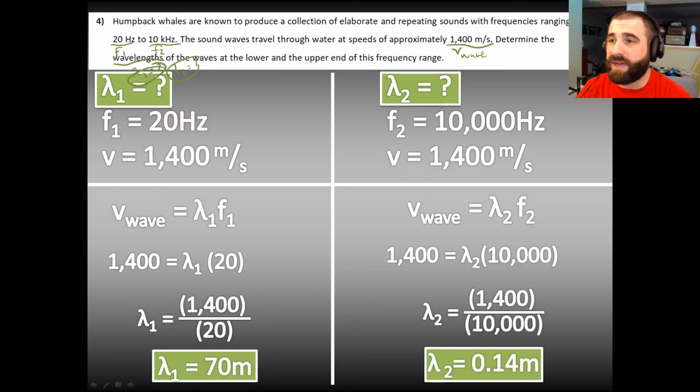And then it's the same thing over here. Same exact equation, just slightly different frequency each time. And then bam. Oh, hey, it worked, right? The lower frequency, bigger wavelength. Higher frequency, smaller wavelength.